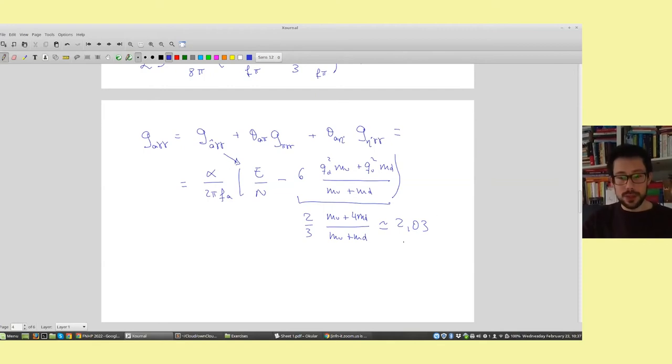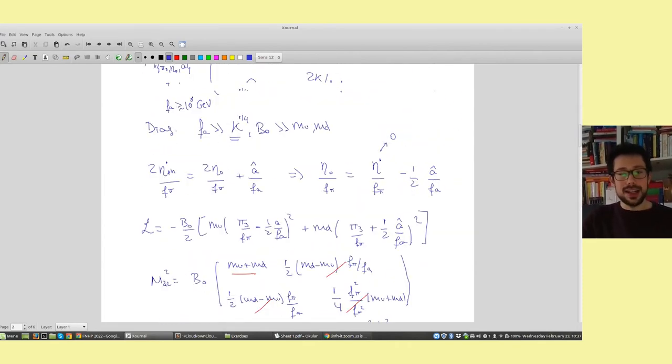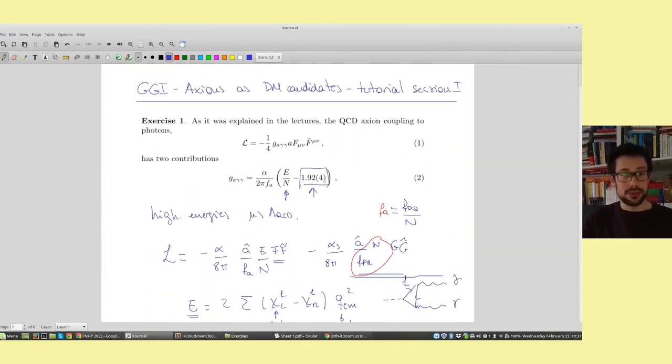However, you can see that what I obtained here is 2 point something, whereas here I have written 1.92. The reason is that in this computation, I am just obtaining the leading order contribution. If you go to next to leading order, you can see that this formula in terms of the masses of the up and the down has some corrections. And at the end, the full result, and in fact the most updated result currently, the best estimation, corresponds to this 1.92.